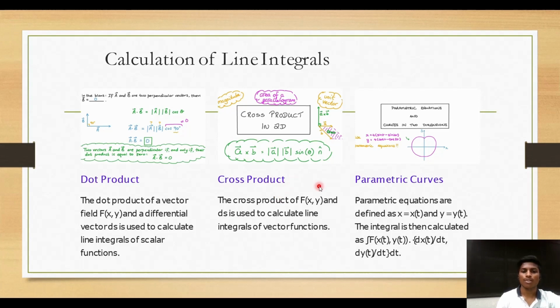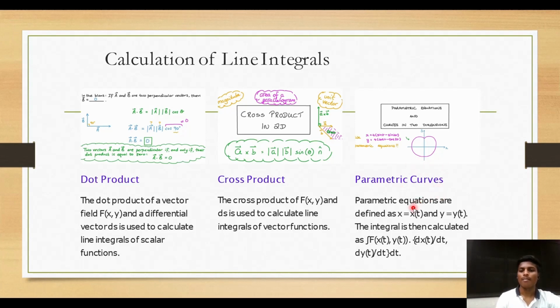Now, cross product. The cross product of f of x comma y and ds is used to calculate the integral of a vector function. The cross product is denoted by x. So a x b is equal to magnitude of a, magnitude of b, sine theta, and n vector. Area of parallelogram, magnitude, and unit vector are basically found using the cross product. The cross product is used mainly in 2D. This is called two-dimensional.